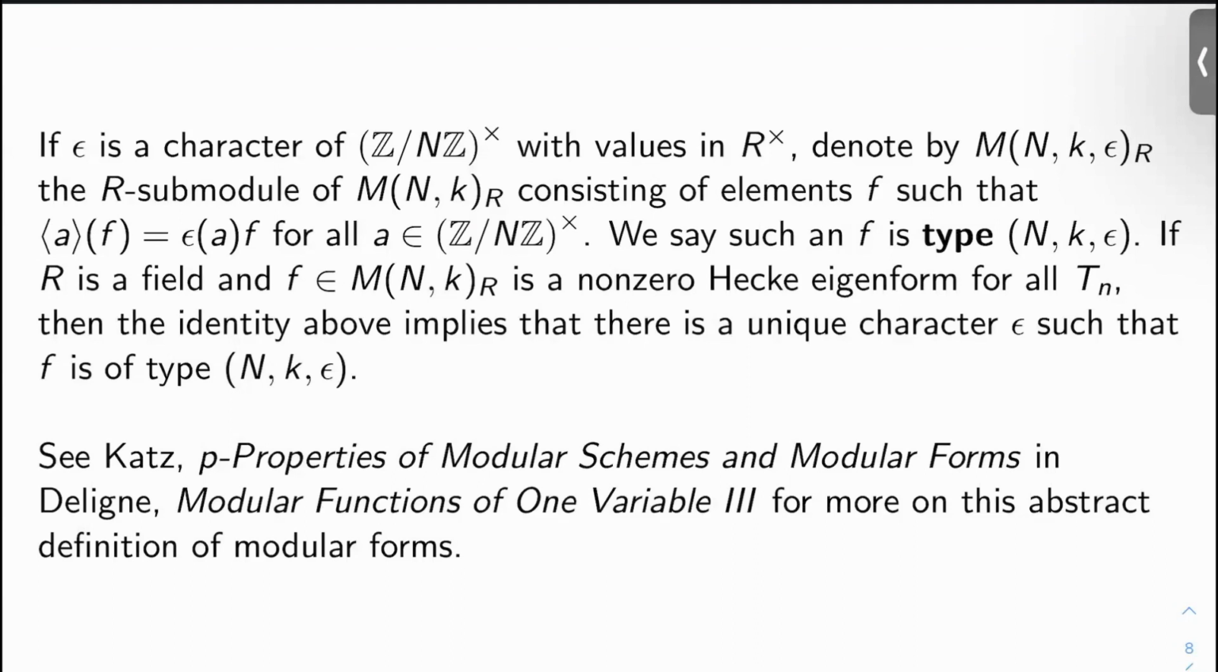If R is a field and f in M_k(N; R) is a non-zero Hecke eigenform for all the Hecke operators T_n, then there's a unique character epsilon such that f is of type (N, k, epsilon). You can't have more than one character, just like you couldn't before, right?